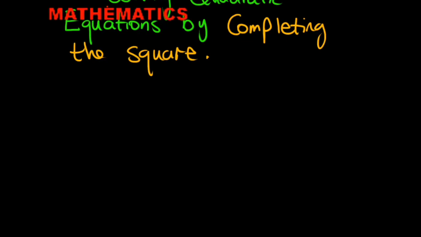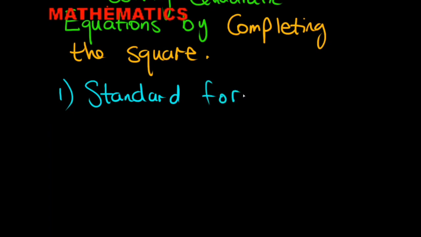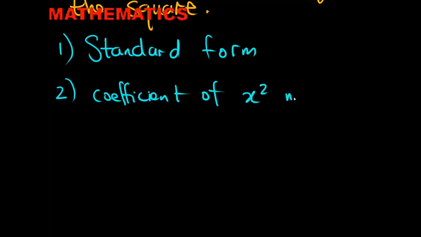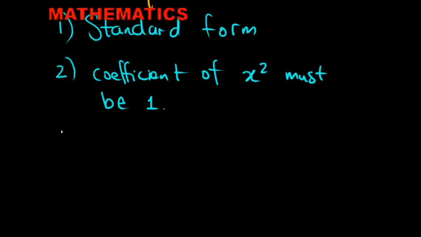So the first step says, before you do that, look at your equation and make sure that your equation is in standard form. Okay, so that's the first thing. Now to check if your equation is in standard form. So the second thing that you'll have to memorize is to make sure that the coefficient of x squared of that equation is 1. Okay, so the coefficient of x squared must be 1. That's the second thing.